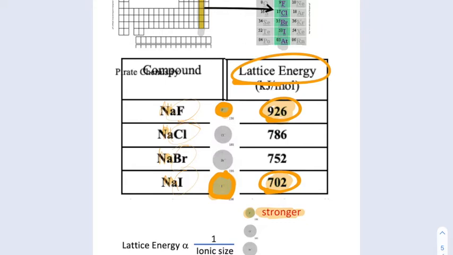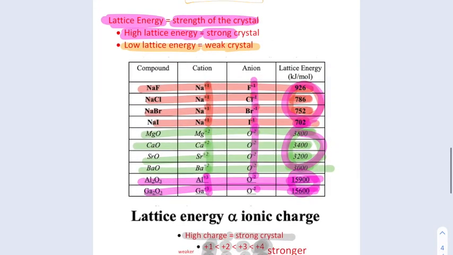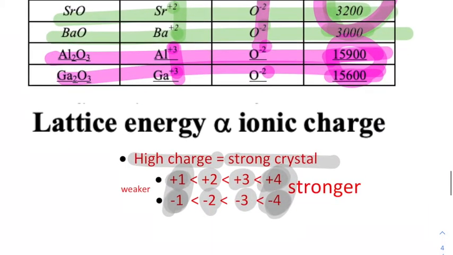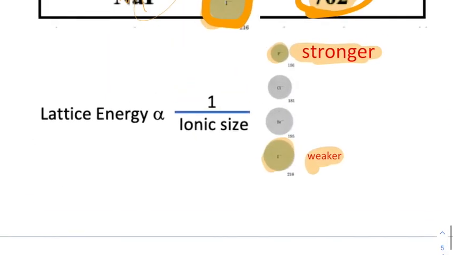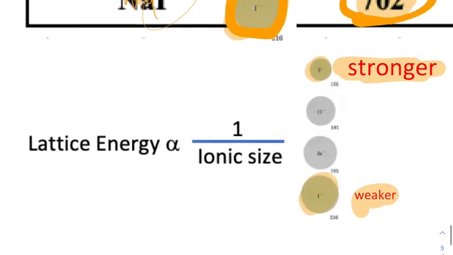What we're trying to do is just look for periodic trends and be able to recognize that those trends exist. So these are your two major features of ionic compounds. The first is that the lattice energy is directly proportional to the charge. The higher the charge, the stronger the crystal. And the second is that the lattice energy is inversely proportional to the ionic size. The smaller the ion, the stronger the crystal, and the larger the ion, the weaker it is.